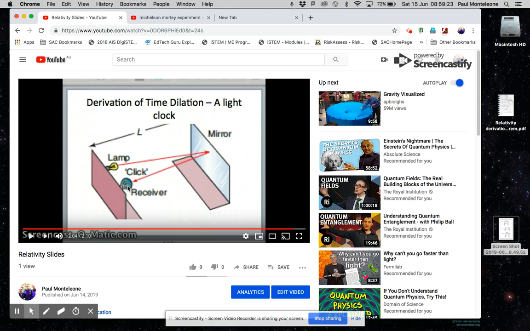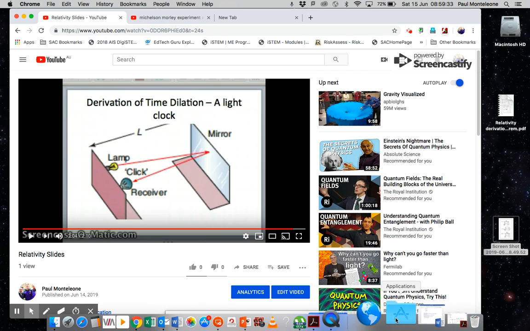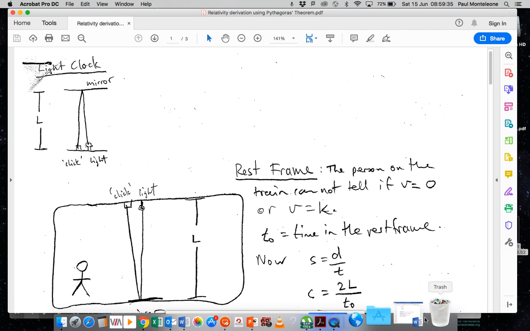So what we've got in effect here is a light clock. This is how Einstein went about explaining and deriving the equations for special relativity. So let's have a look now. Let's take this idea a little bit further. I'll walk you through this.